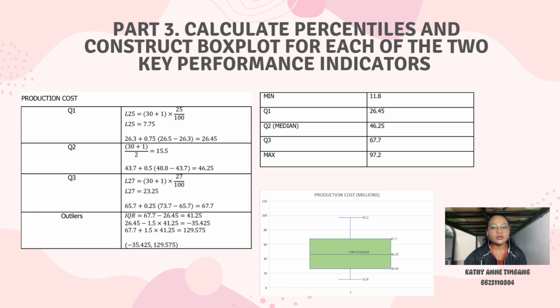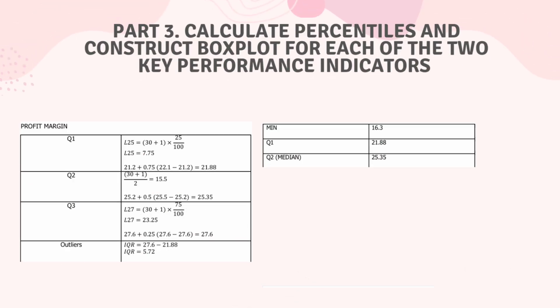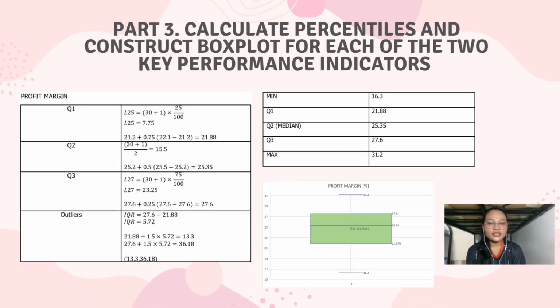And also, the box plot visualizes the central tendency and spread effectively. For the profit margin, it has a minimum value of 16.3% and a maximum value of 31.2%. For the first quartile it has 21.88%, and for the median or second quartile it has 25.35%.